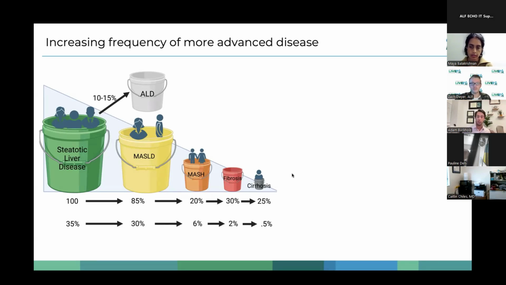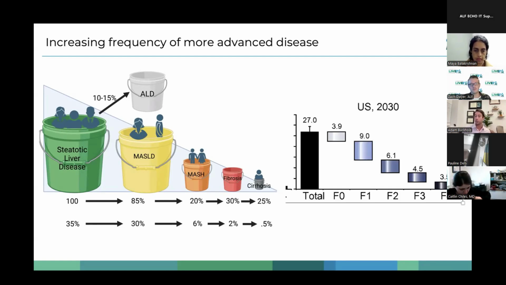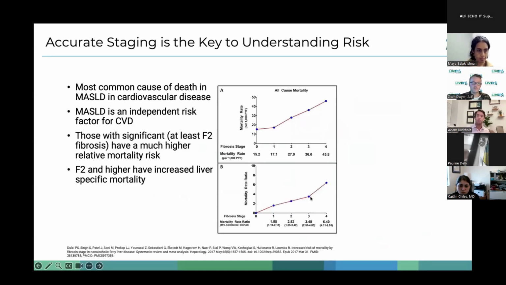So really, there's this progressive process where you start with a massive number of Americans, about 35%, and only about 0.5% of them will have very advanced disease, and 2% of them will have significantly advanced disease. However, this is going to get worse in the future. By some projections, by 2030, there will be about 3.5 million Americans living with cirrhosis or F4 disease due to MASLD. And another 10 or 12 million that have advanced fibrosis, which is more than doubling of the current rates of disease. So it is important that we be able to accurately risk stratify patients with disease, and staging is the most effective way to do this.